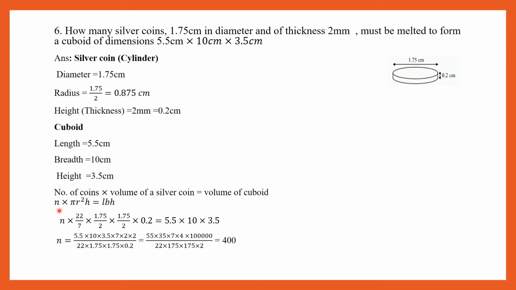Substituting in the formula n into pi r square h is equal to l b h, we can see it is n into 22 by 7 into 1.75 by 2 into 1.75 by 2 into 0.2 is equal to 5.5 into 10 into 3.5. Therefore, we can find the value of n is equal to 400. That means 400 silver coins are required to convert it into a cuboid of the following dimensions.